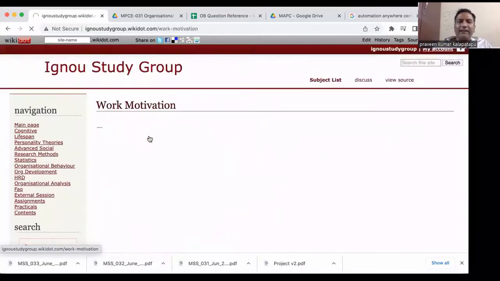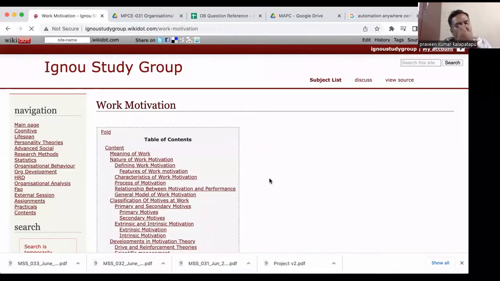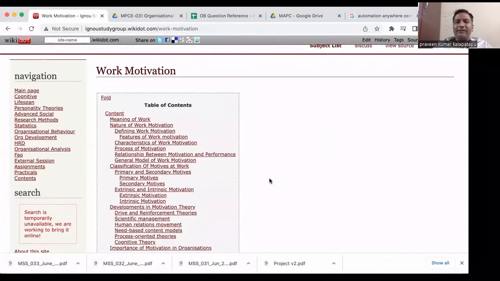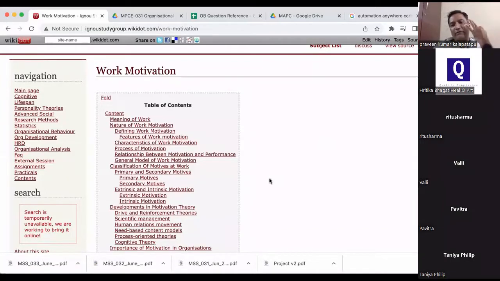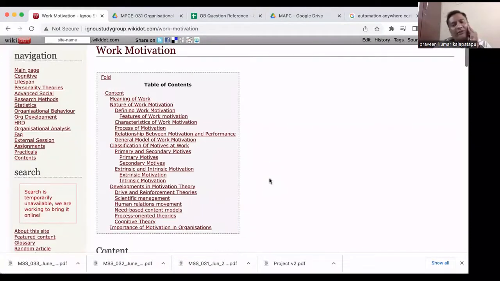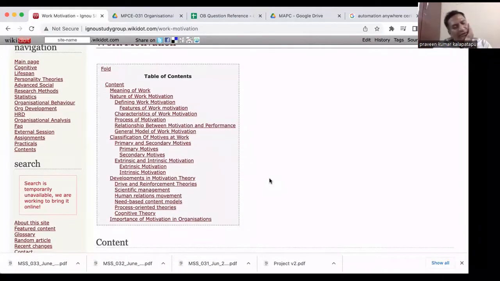Motivation, if you see in OB, is the most important topic. It covers three units, so it's almost one full block. And it does have a lot of questions in the question paper. So this is one of the very important topics as far as OB is concerned.